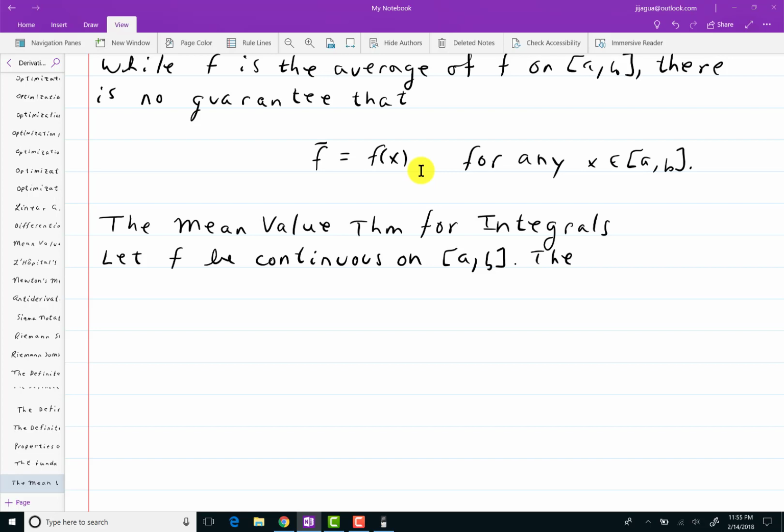Then there exists, let's put it that way, there exists c in the open interval a to b. That means c is strictly between a and b, such that f of c equals f bar. Proof.